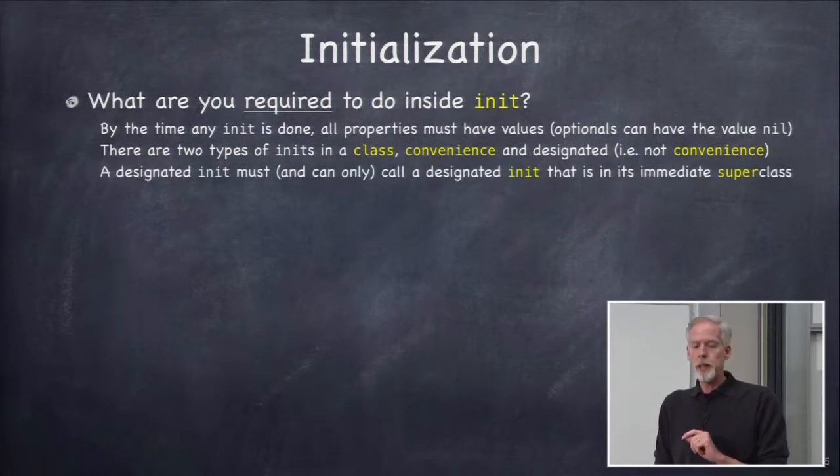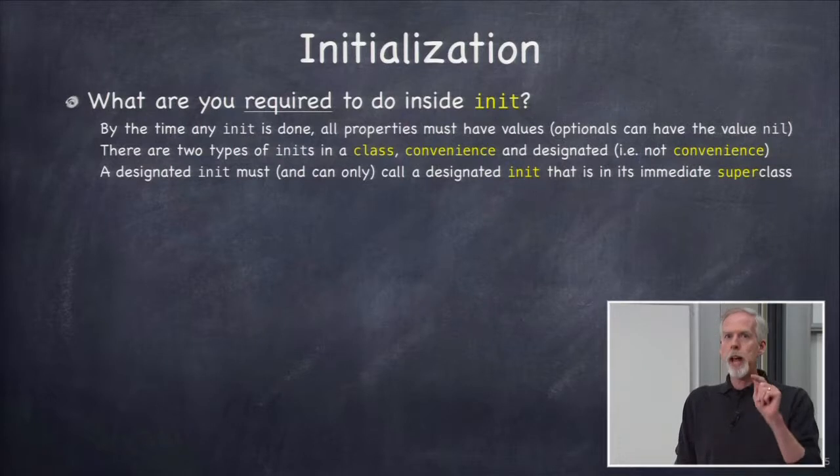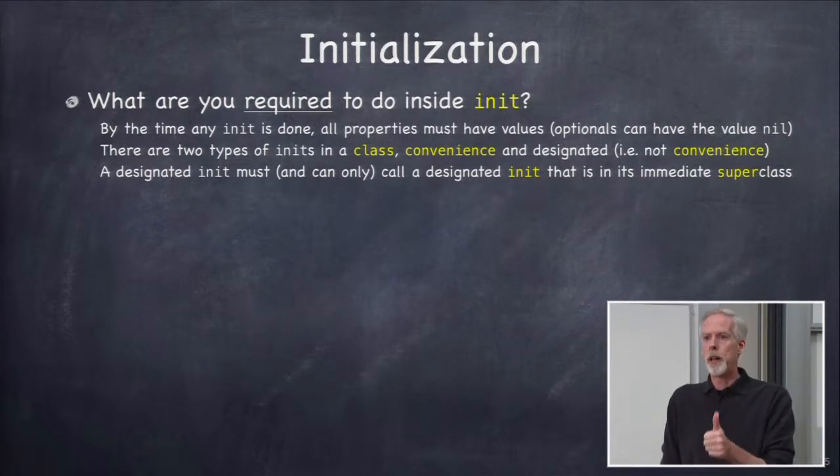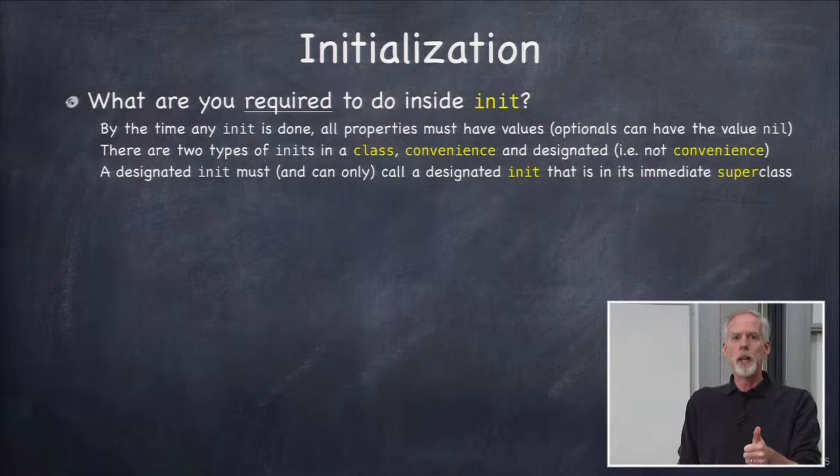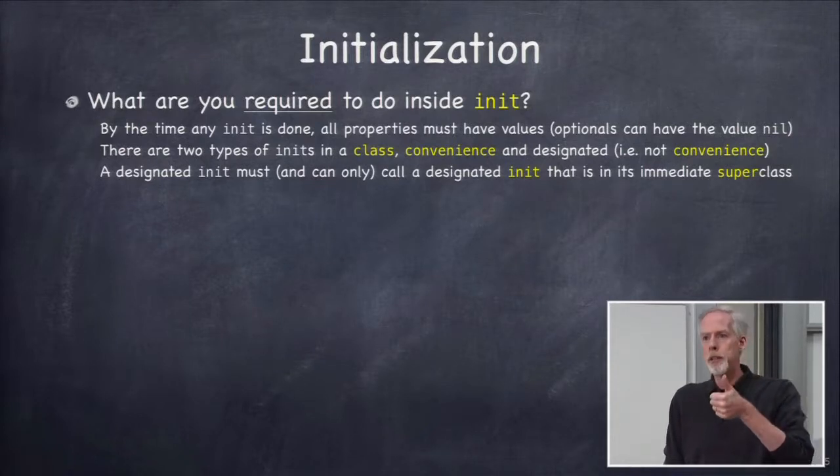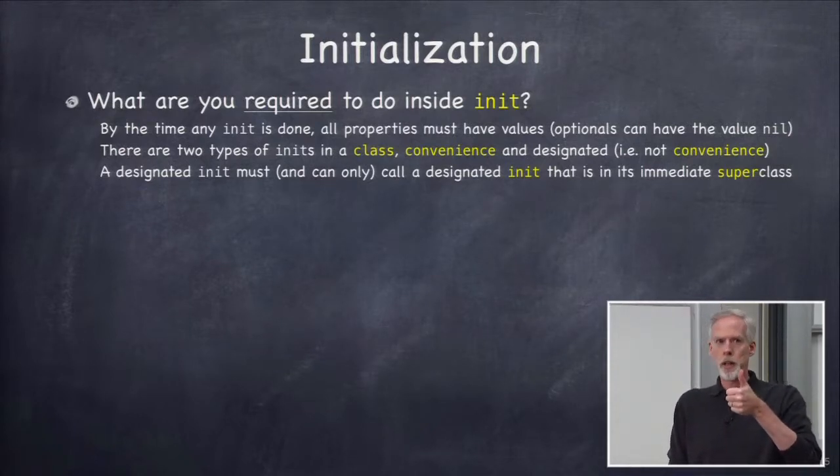A designated initializer, one that doesn't say convenience in front of it, has to and can only call a designated initializer in its superclass. This is a very important rule. If you have a designated initializer without the word convenience in front of it, it can't call another init in your class. It has to call a superclass's init, and it has to be a designated initializer, not a convenience initializer, in the superclass. Understand that rule number 1?